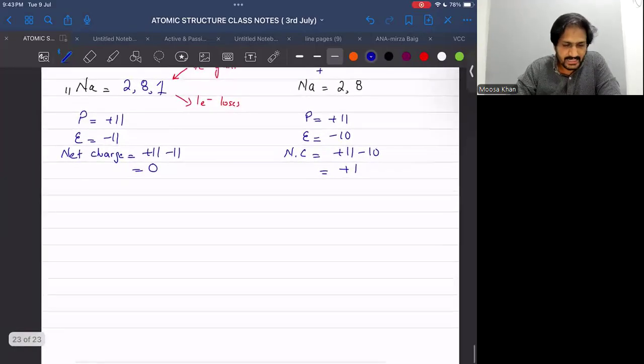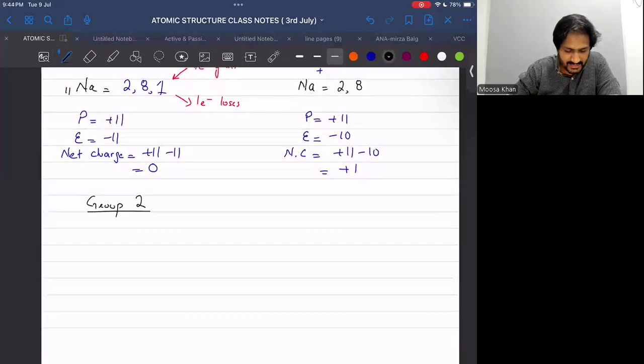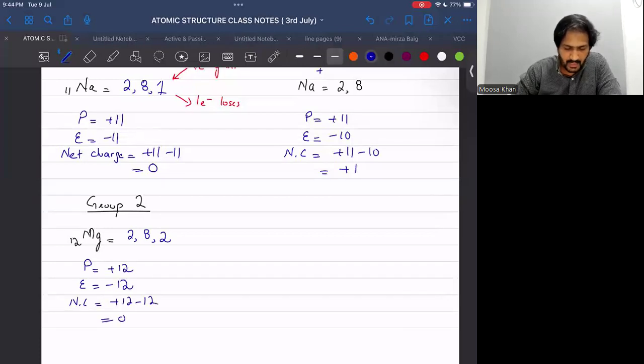Now take an example of magnesium. Magnesium is from group 2. Let's take an example of a group 2 element. A magnesium atom has 12 protons. It means it also has 12 electrons. If you make the electronic configuration of magnesium, it would be 2, 8, 2, right? If you find the net charge over magnesium atom, that would be positive 12 and electrons are negative, so it would be negative 12. The net charge would be plus 12, minus 12, it would be 0.